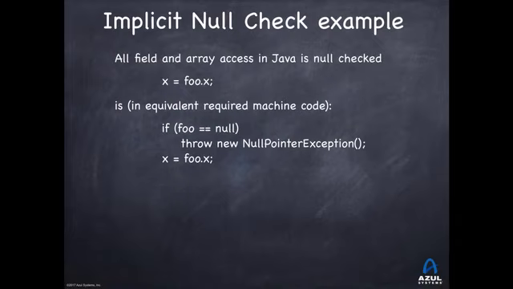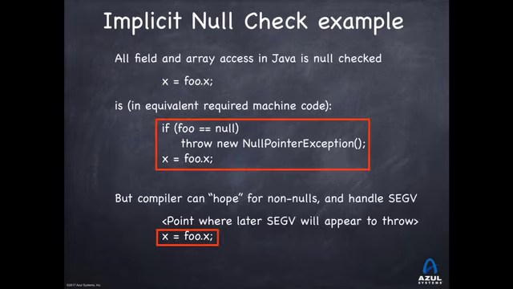So at this point, we could write that code ourselves, but it's actually down to the compiler to do it for us. So we don't have to make that null check every time. But the compiler can hope that we don't pass it a null.